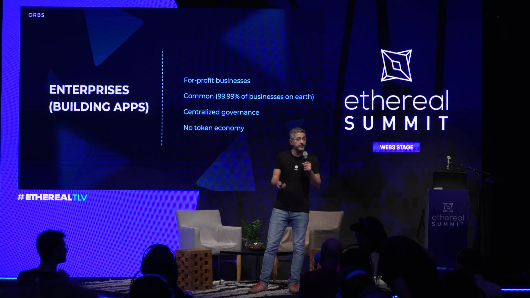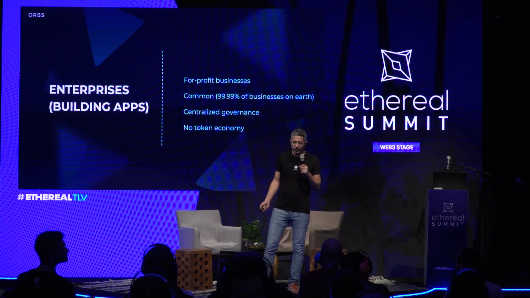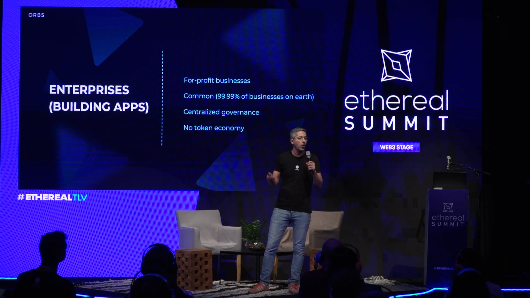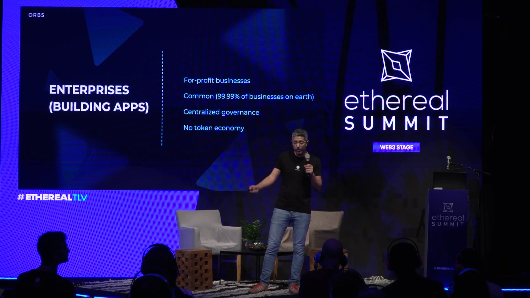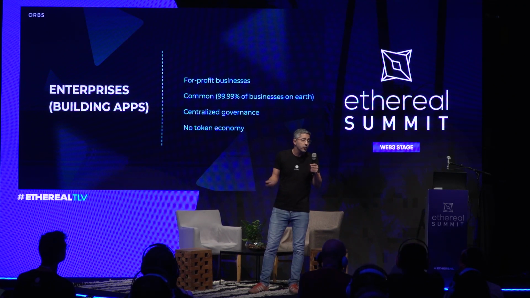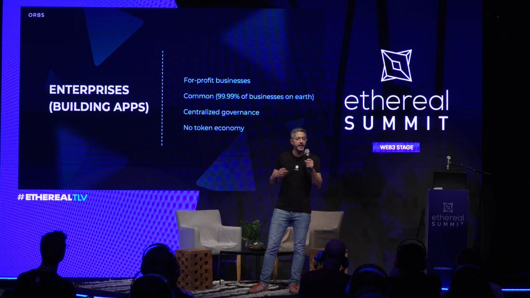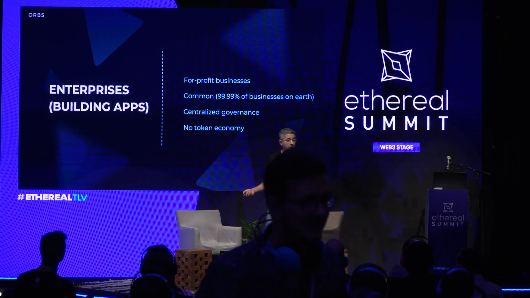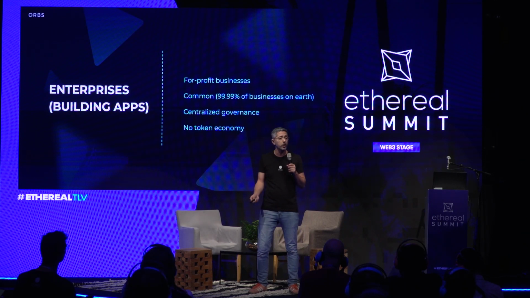Enterprises, and when enterprises build an application, we call it an app. They are just regular for-profit businesses. This is the common business model on Earth. 99.99999% of the businesses on Earth operate under this business model. They have centralized governance, the regular plain old thing. You have a CEO and shareholders, and they choose what the company does. What's special about them is that they don't need a token economy. They don't want a token economy. A token economy just disturbs their inner working.